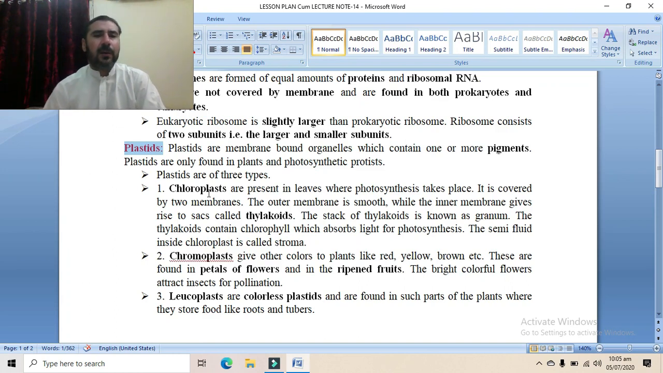Chloroplasts are found in the leaves of the plants where photosynthesis takes place. Chloroplasts are found in the leaves as well as in the green stems. In small plants, the stem is usually green and contains chloroplasts. Photosynthesis takes place inside the chloroplast. It is a double membrane structure, covered by two membranes. The outer membrane is smooth while the inner membrane gives rise to sacs called thylakoids.